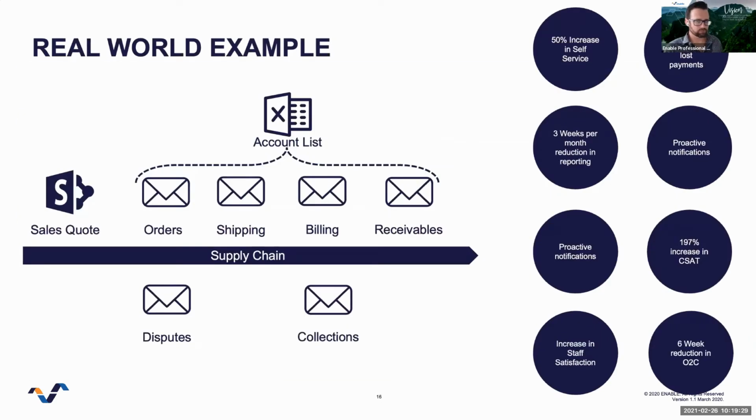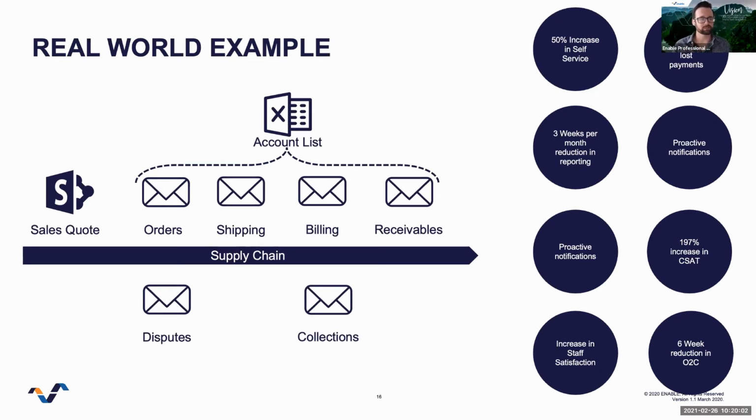So to paint a picture, this particular example is one I like to use. This particular customer had 32 inboxes managing the order to cash, a sales quote form living in SharePoint, and then some shared inboxes for supporting functions as well. And an Excel account list, which is where everybody jumped in and marked whether they'd actually sent invoices and whether customers had paid.